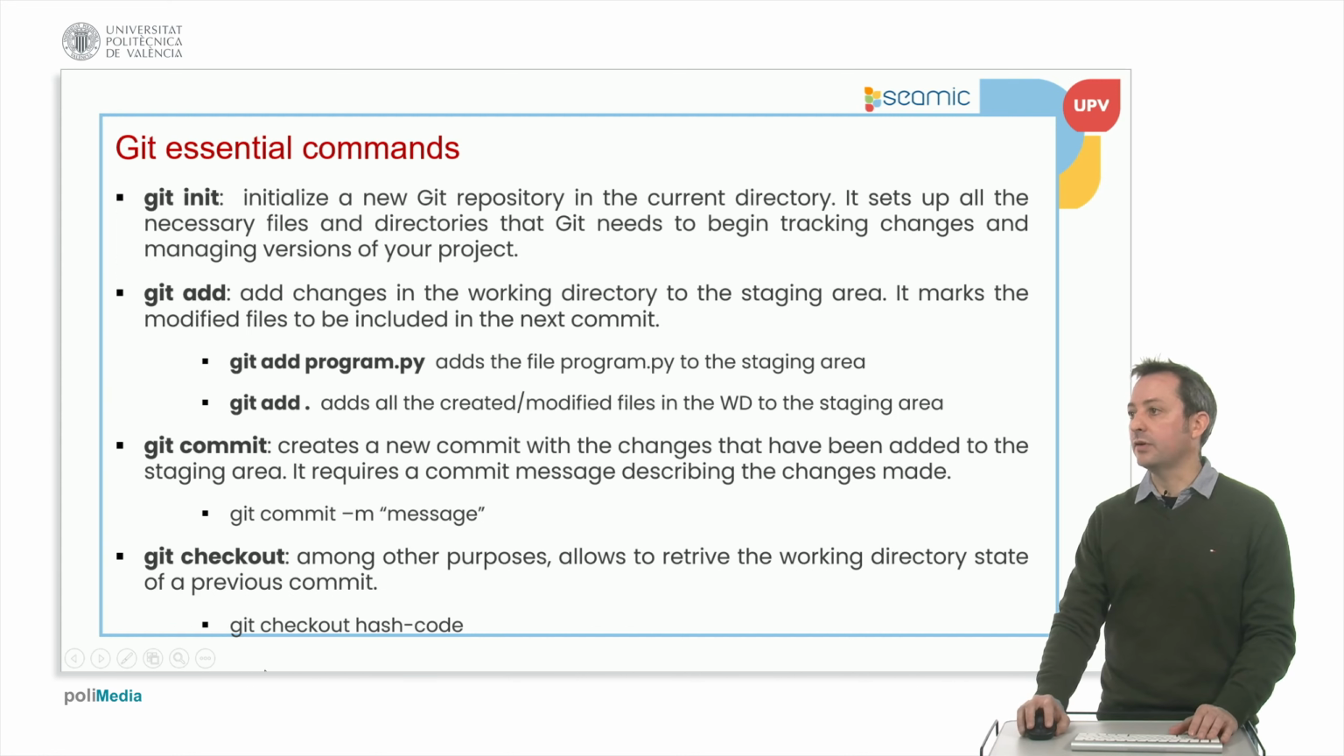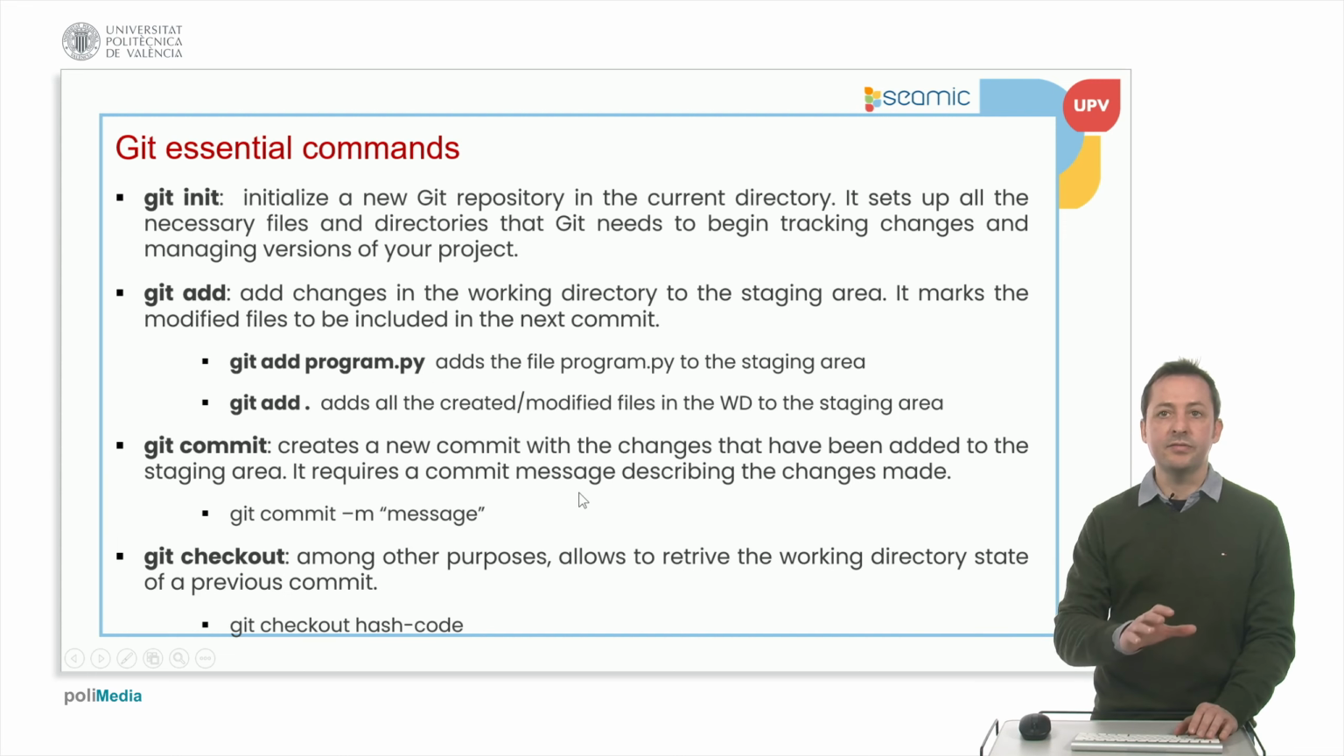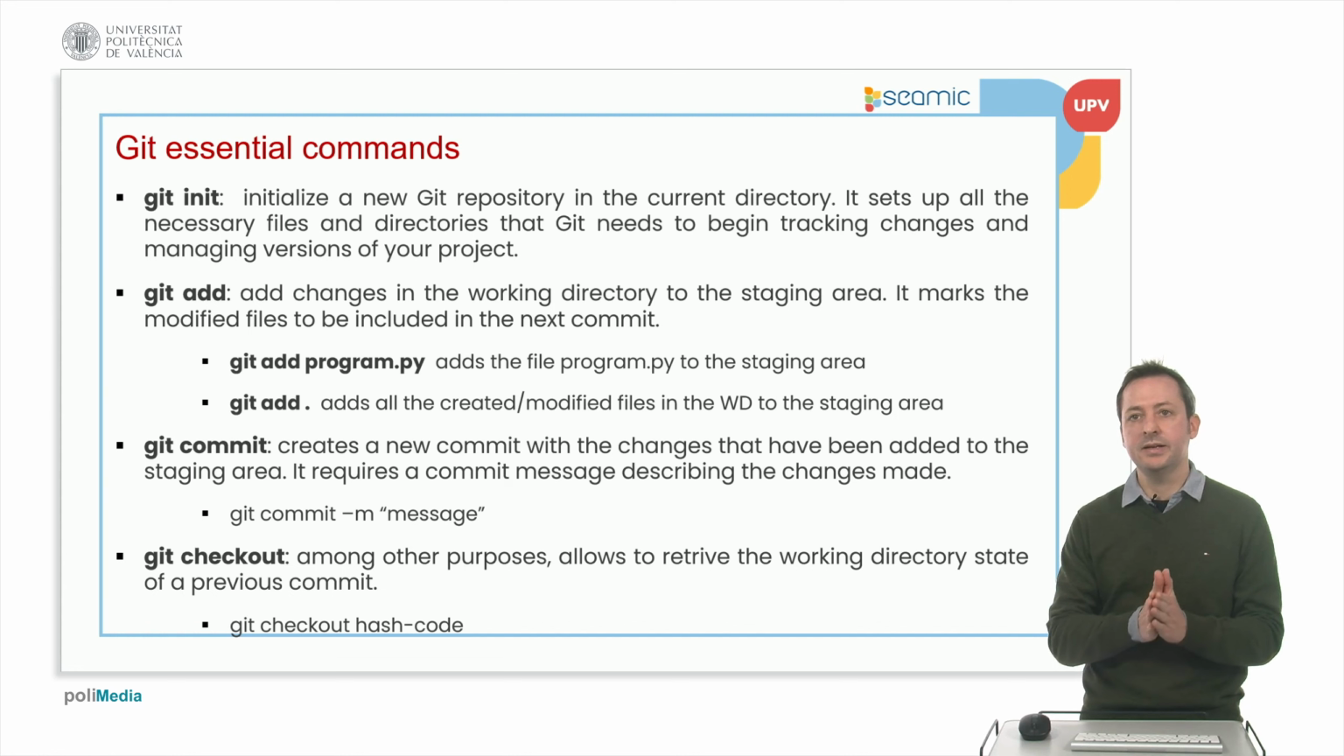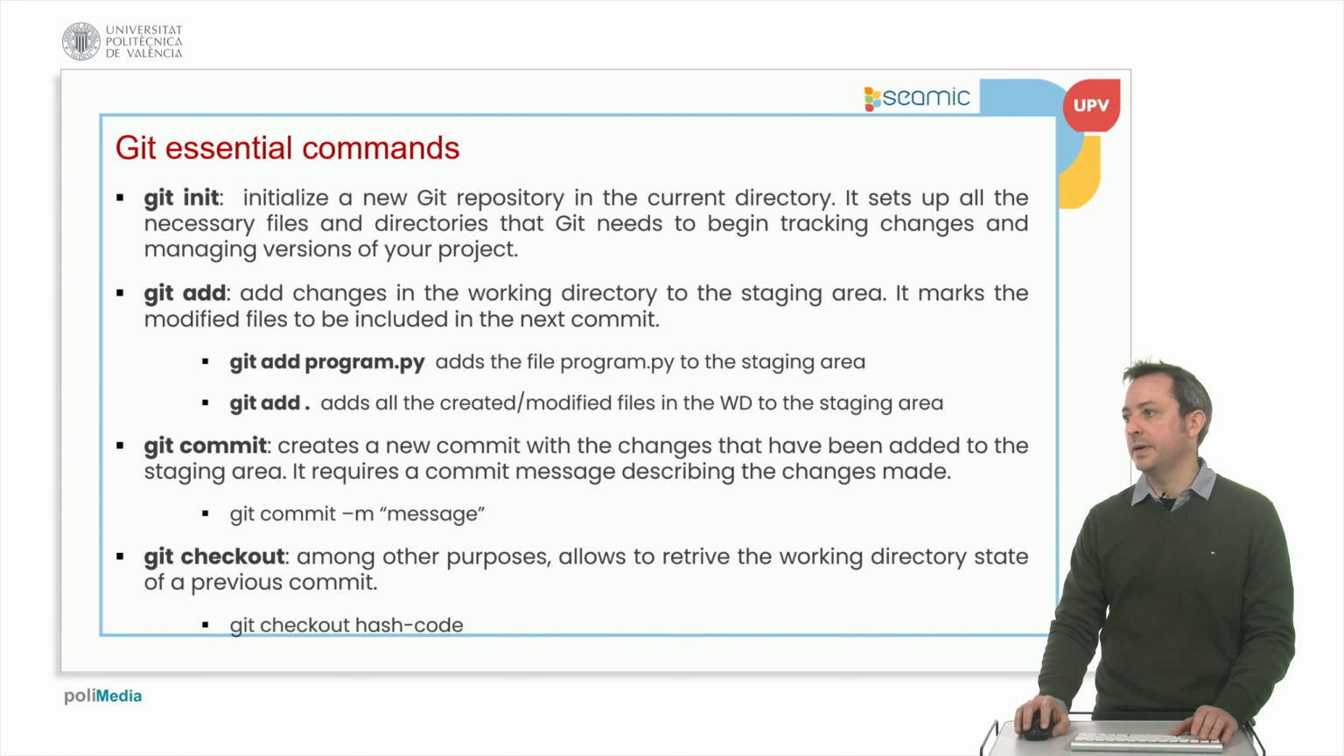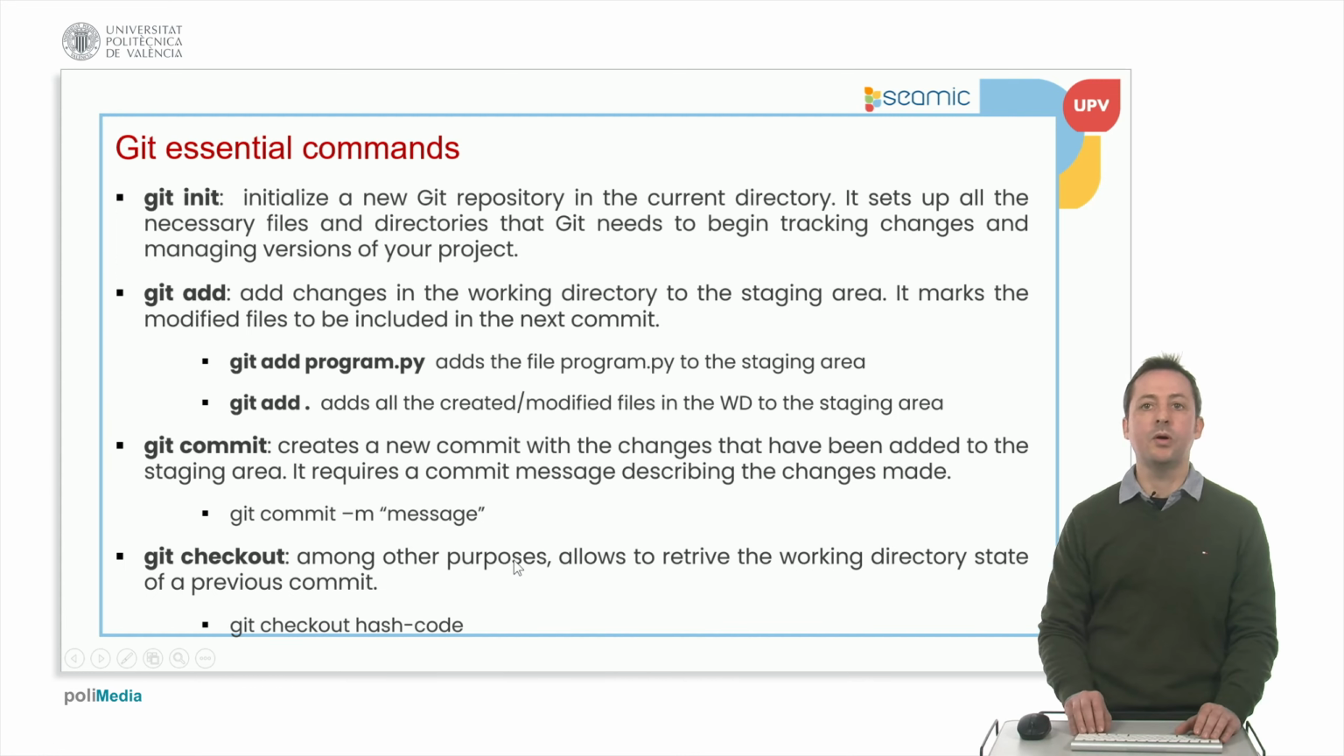And then we have another command, git checkout, that allows us to retrieve the state of a specific snapshot. Basically, the use of this command is by typing git checkout and the hash code of the snapshot that we want to retrieve.